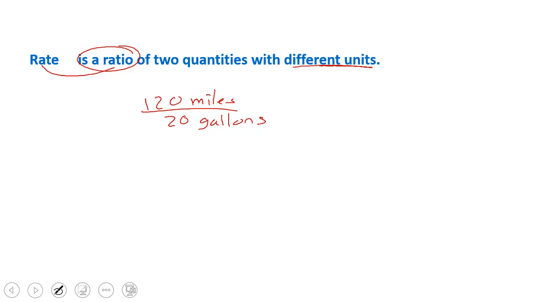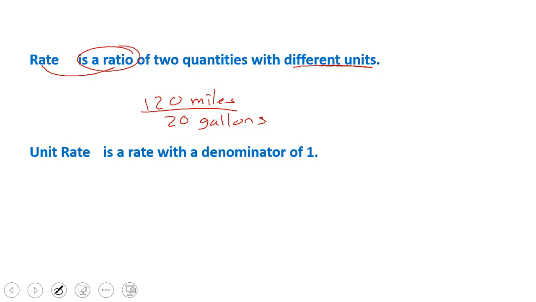And our last one, unit rate. Well, we have a unit rate. And what is a unit rate? A unit rate is a rate. And it's a rate with a denominator of 1. So, in other words, a unit rate is a rate, and a rate is a ratio.